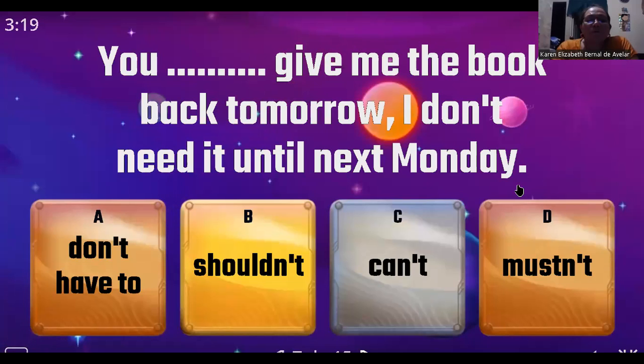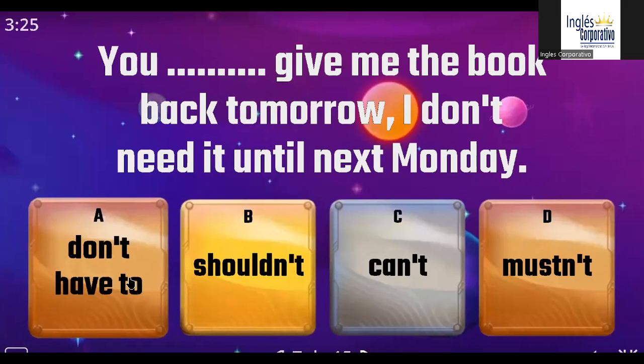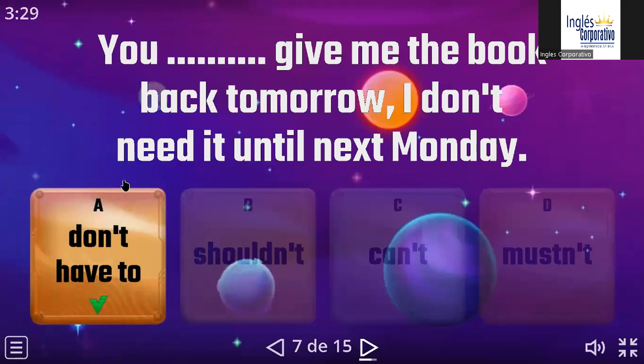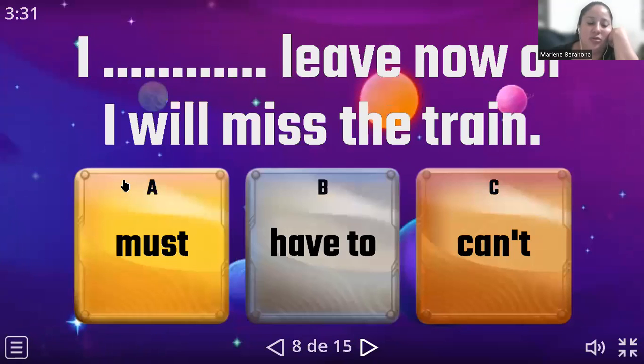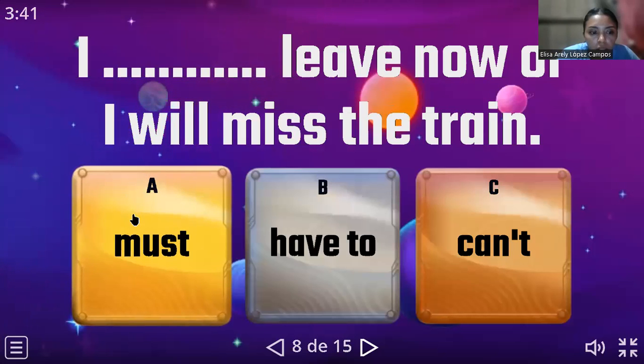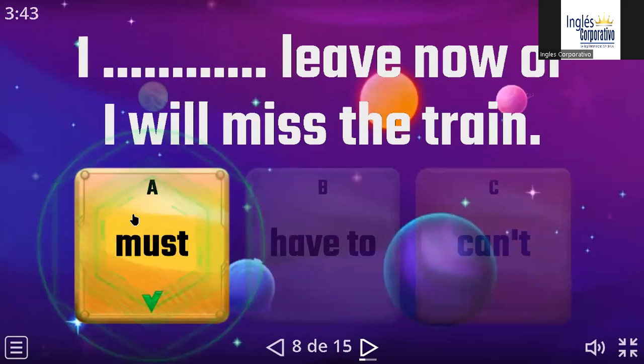You shouldn't give me the book. You don't have to. You can. Yeah, that's the last one that we have been talking about, right? Don't have to. So there is no necessity, right? Must. Okay. Good.